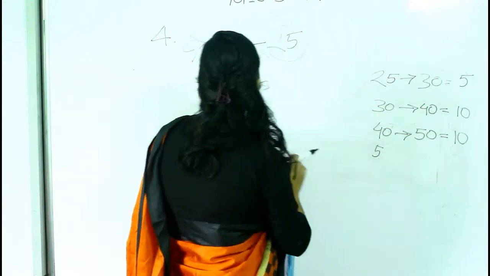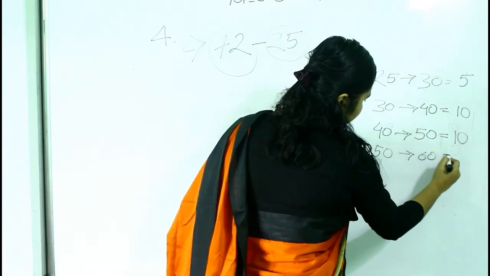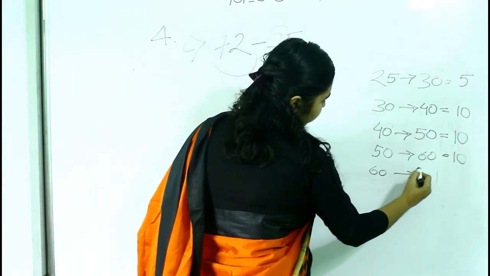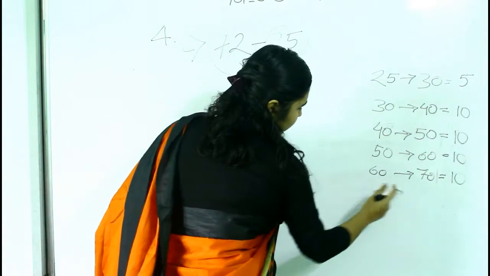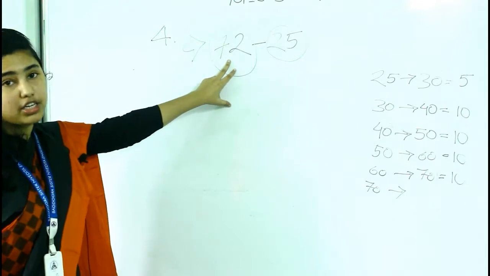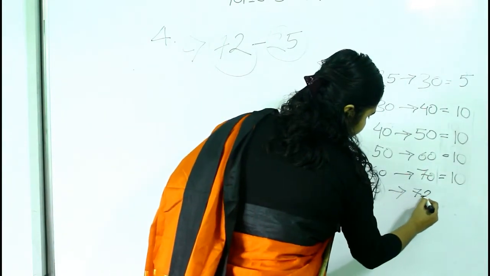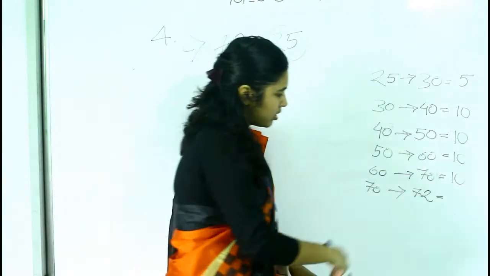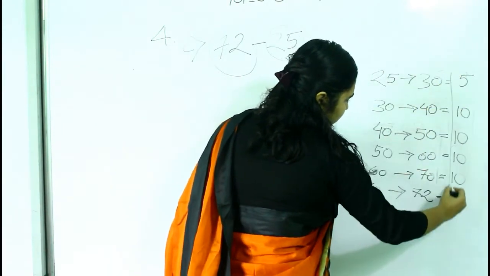Next after 50, take 60 and the difference is also 10. After 60, we will take 70 and the difference is also 10. Now take this 70 and we need 72. So not 80. Take here 72. And the difference between 70 and 72 is what? 2. Now add all these differences.